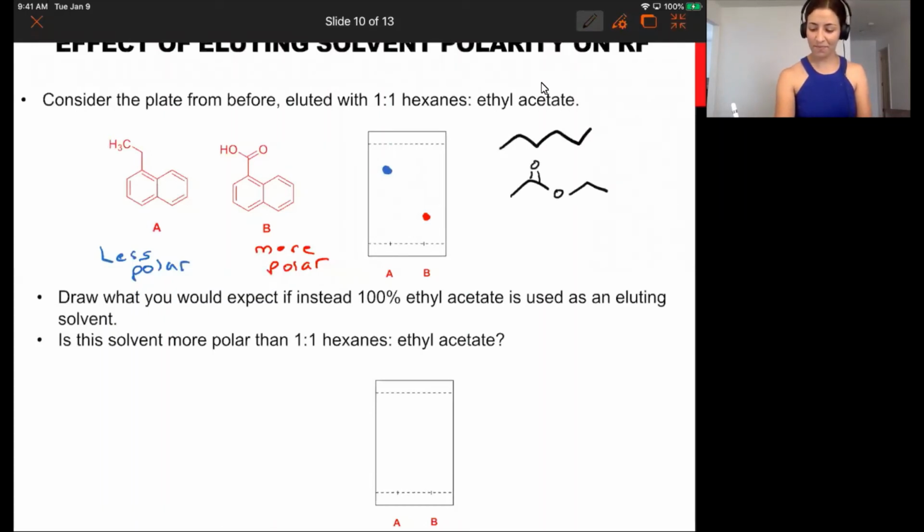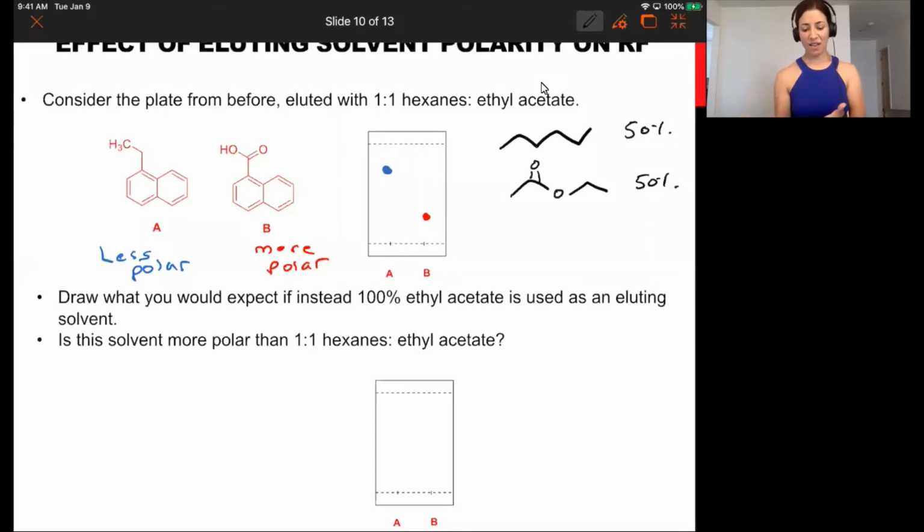Okay, 50%, 50%. One is a very nonpolar solvent. The other one is fairly polar. Okay. And so we have a sort of mediocre polarity for our mobile phase.